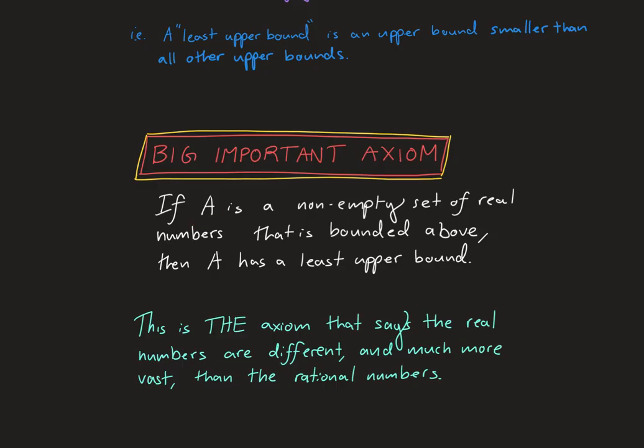If I grab any bounded set of real numbers bounded above, then I know there has to be some real number that is both an upper bound and smaller than all other upper bounds. If I have any non-empty set of real numbers that's bounded above, then there must be a least upper bound. Again, this is the axiom that says the real numbers are different and much more vast than the rational numbers. This is the axiom that quote-unquote completes the real numbers.